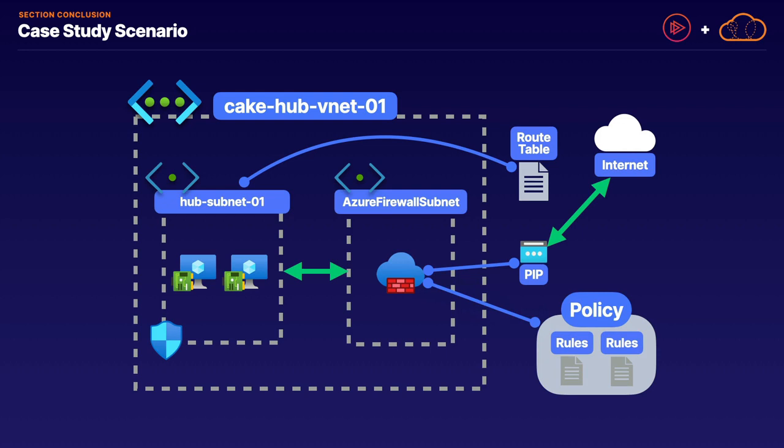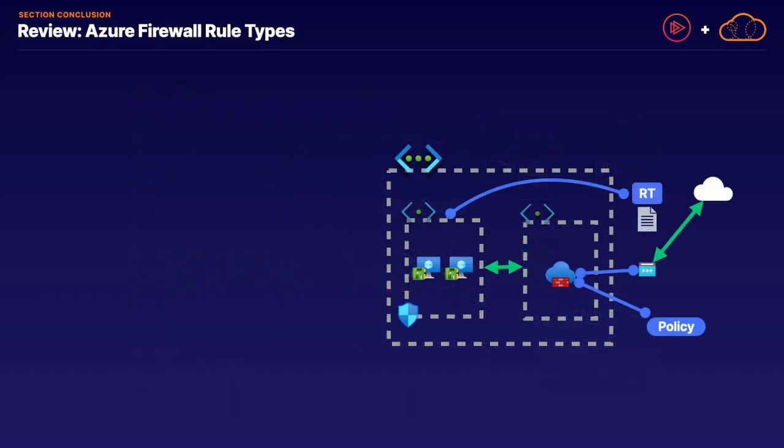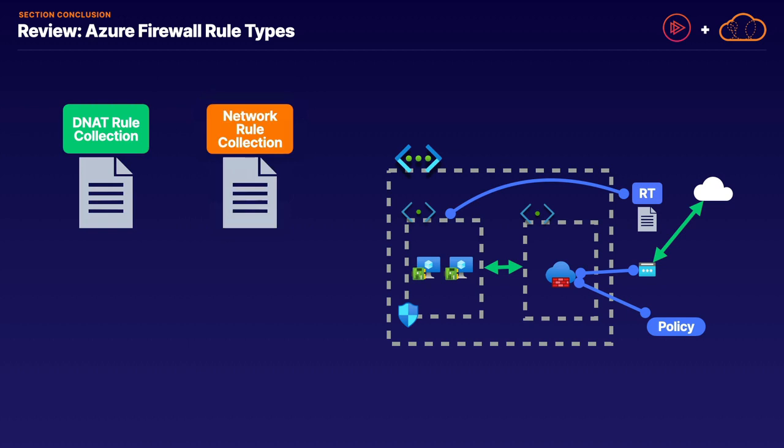Now, all this talk about the firewall rules brings us into talking about and reviewing those firewall rule types. Again, with our firewall rules, regardless of whether it's classic rule management or policy-based rule management, we have our DNAT rules that exist in a rule collection. We have our network rules that exist in a rule collection, and our application rules that exist in a rule collection. And each of these has a priority whenever they're compared against rules of the same type in a different rule collection. However, when we're evaluating these rules, DNAT rules first, network rules second, application rules last.